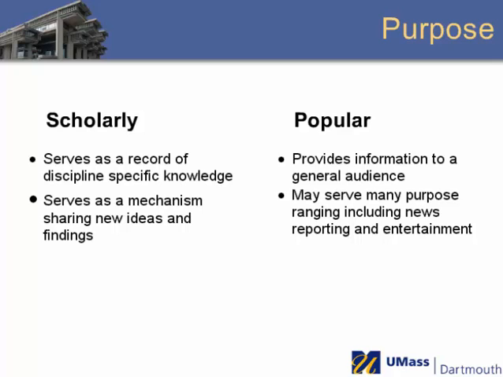Scholarly and popular periodicals serve different purposes. Scholarly publications serve as a record of discipline-specific knowledge and as a means of sharing ideas and findings. Conversely, magazines provide information to a general audience for purposes such as news reporting and entertainment.